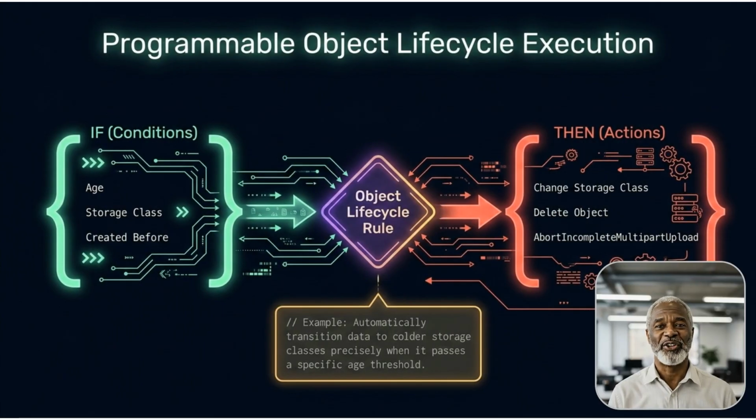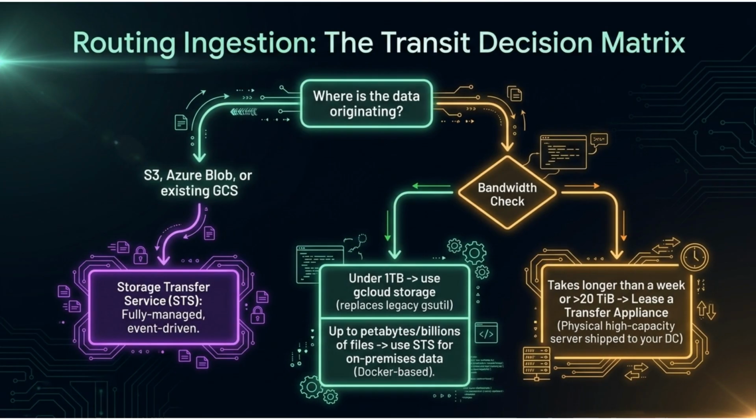Programmable object lifecycle execution uses IF conditions, such as age and storage class, to trigger then actions, like changing the storage class or deleting objects, automating data transitions to colder storage classes. The transit decision matrix guides ingestion based on data origin and volume. For data originating from S3, Azure Blob, or existing GCS, Storage Transfer Service is often used. For large on-premises data, a Transfer Appliance may be needed.